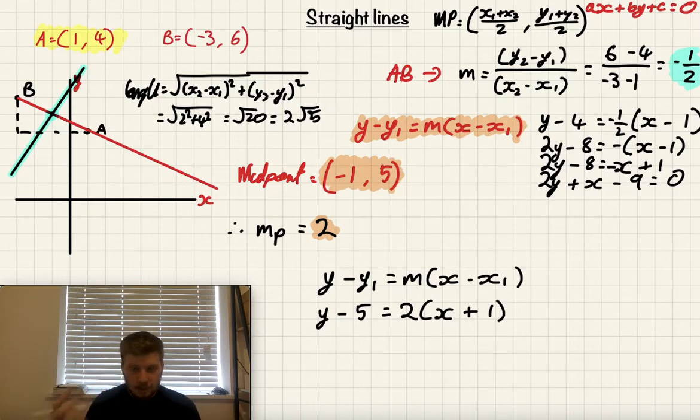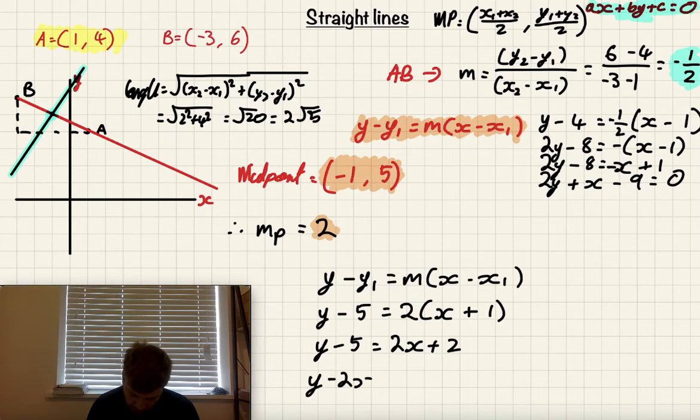Rearranging this, making this look a bit nicer, again thinking about this form of ax plus by plus c equals 0 in the top right corner. What we're going to get? Well, y subtract 5 is equal to 2x plus 2. Taking everything across, y subtract 2x, take away 7 is equal to 0. And I would argue that this is all of the important information that we need for this question.